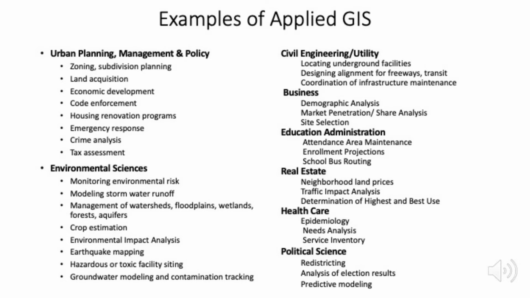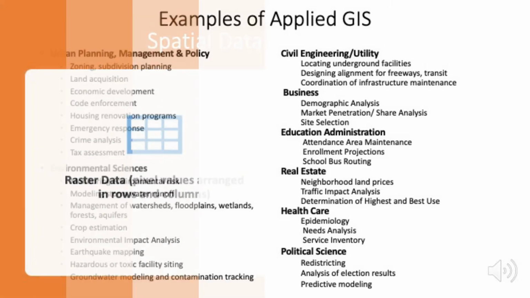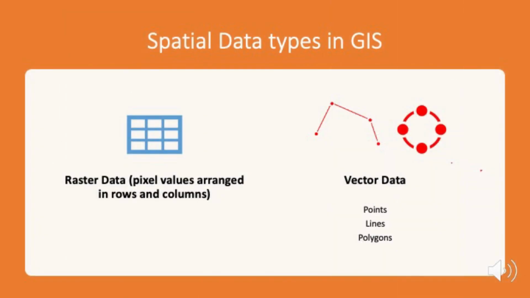So uses of GIS are countless, and all of these disciplines use GIS for their own analysis, such as engineering, education, real estate, marketing, even environmental sciences, urban planning, and much more. So there are two types of data sets in GIS. One is raster and another one is vector. So first we will discuss vector and then we'll discuss raster.